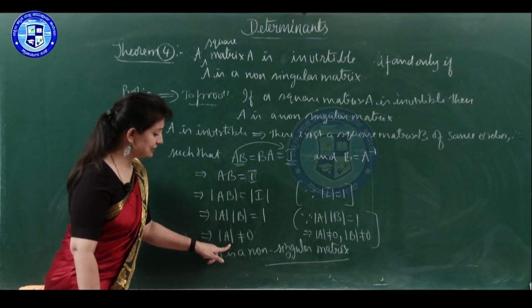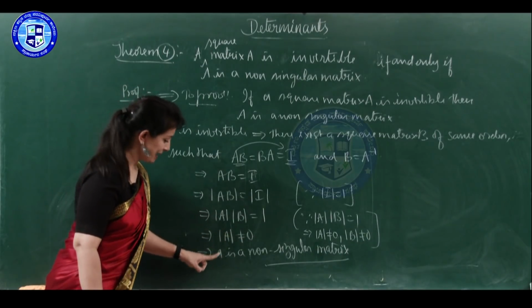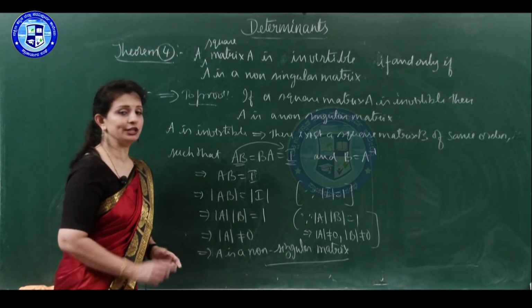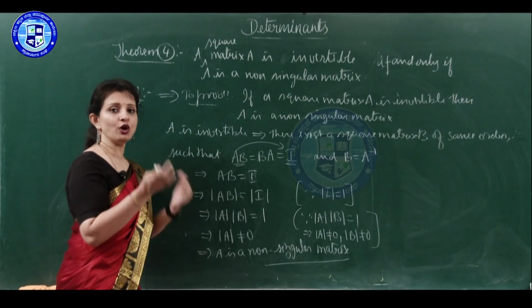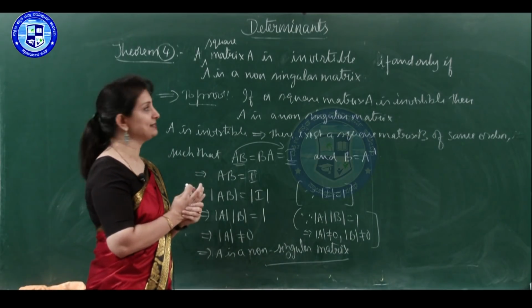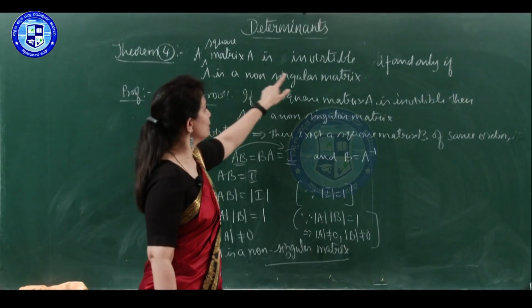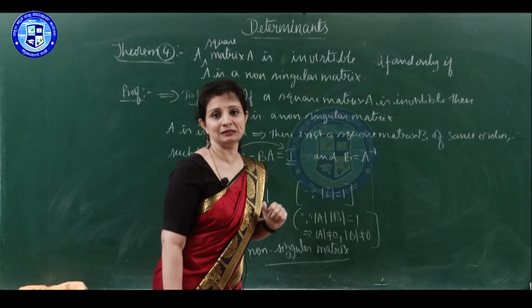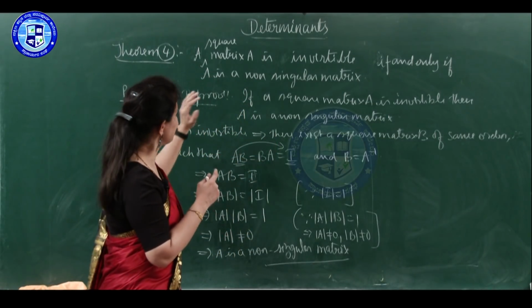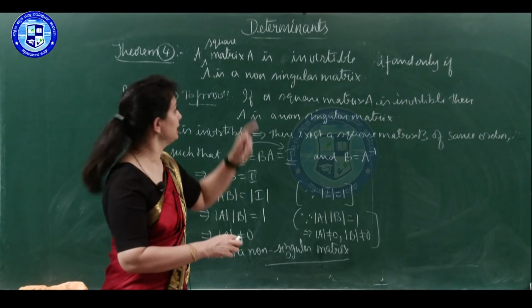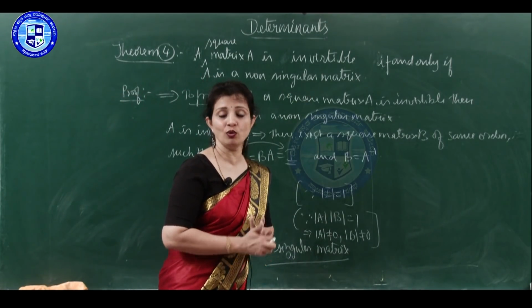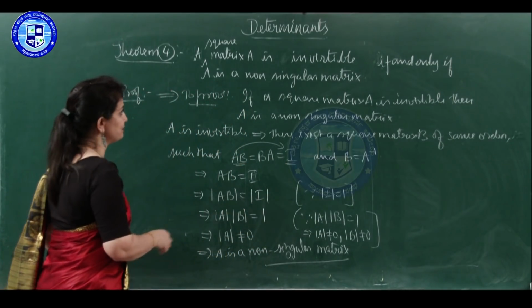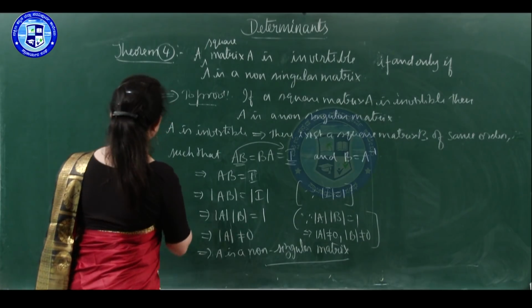So, if determinant A is not equal to 0, what do we know? The matrix A is a non-singular matrix. Now we will prove the converse of this theorem. What is the converse? If A is a non-singular matrix, then A is invertible. We will prove that the given matrix A can be invertible only if it is a non-singular matrix. Let us prove the converse part.